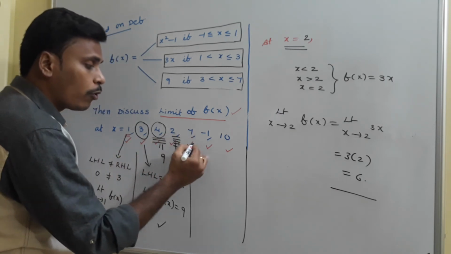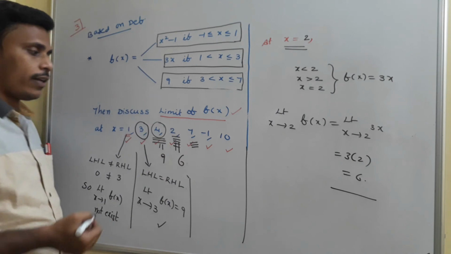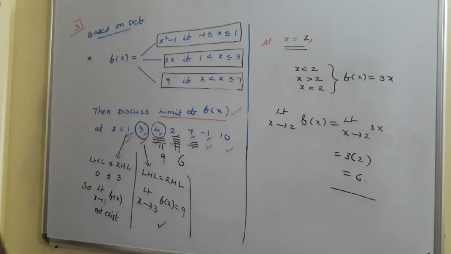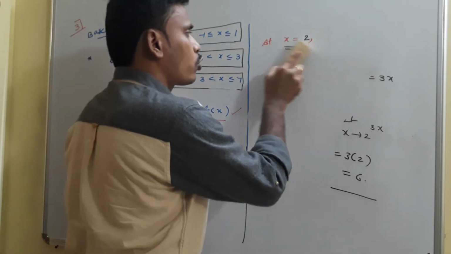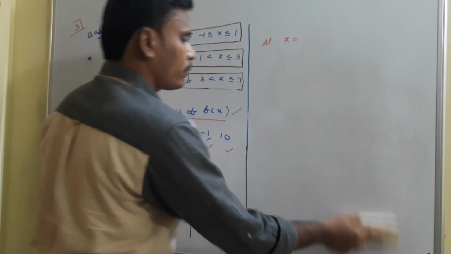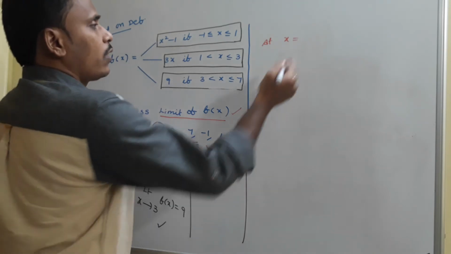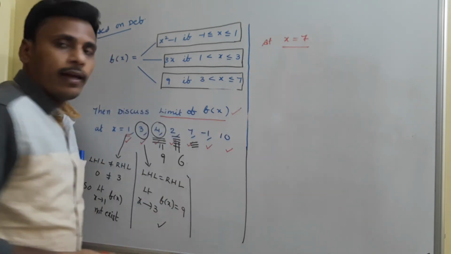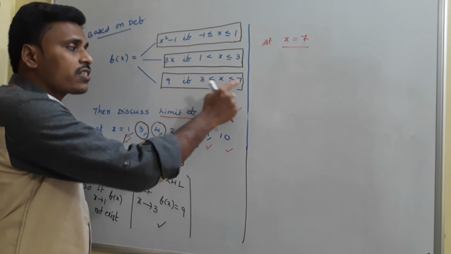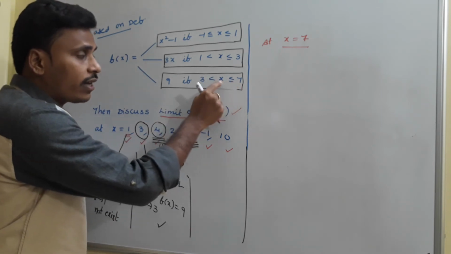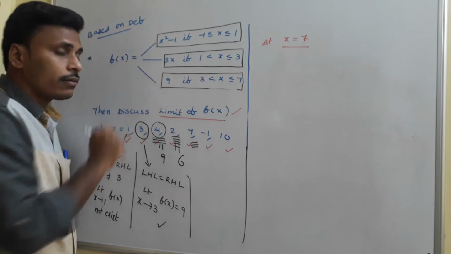Now I need to think about x is equal to 7. What we need to find is the limit value at x is equal to 7. Okay, at x is equal to 7. Now just look there, 7 is just the extreme point of the last case. If x less than 7, the function is just 9.